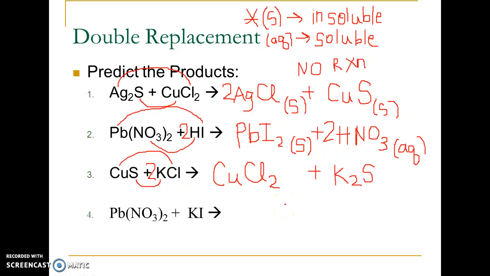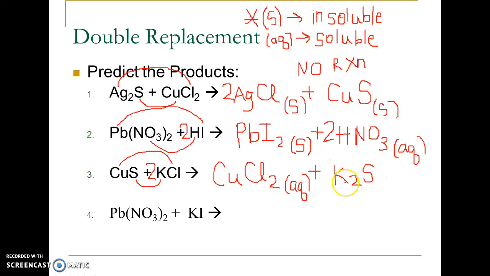Now I'm going to look at my solubility rules to decide which one is the solid and which one will be aqueous. I'm going to start with copper chloride. If I find the second bullet underneath soluble, it says all chlorides are soluble except for when paired with silver, lead, or mercury. My chlorine is paired with copper, so it will be soluble. And remember, soluble means aqueous, so I'm going to write an AQ here.